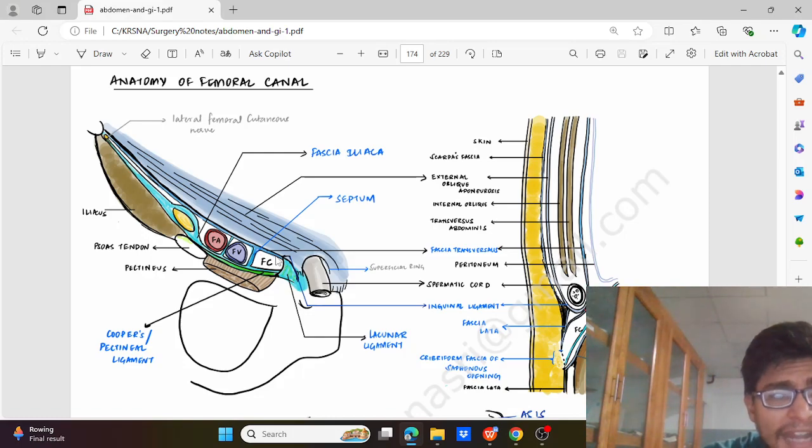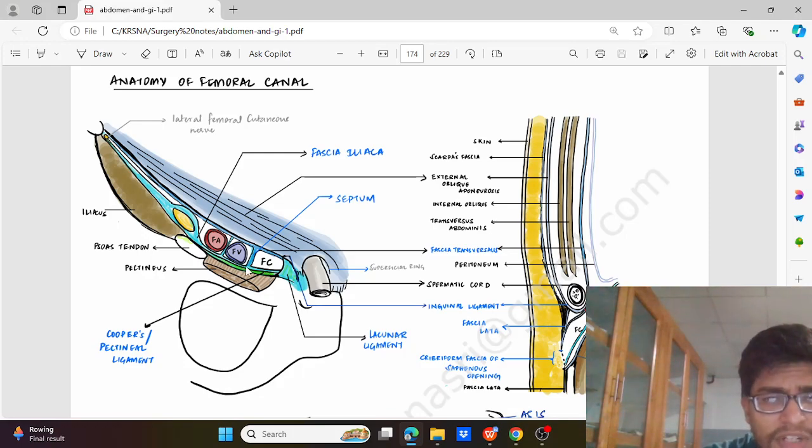fascia transversalis and inguinal ligament, iliopubic tract anteriorly, and the Cooper's or pectineal ligament posteriorly, lacunar ligament medially, and septum laterally. Lateral to the septum is the femoral vein, and even more laterally is the femoral artery. And beneath the Cooper's ligament is the pectineus muscle, and along with the Cooper's ligament, the pectineal ligament is the iliac fascia.